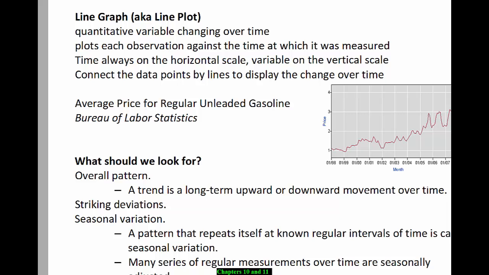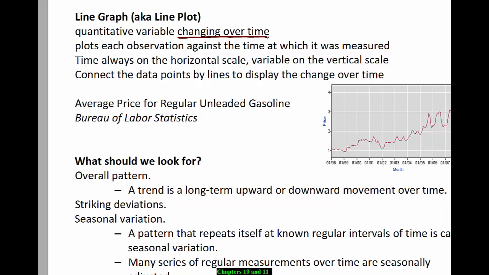Now introducing the line graph, otherwise known as the line plot. This shows a quantitative variable changing over time. It plots each observation against the time at which it was measured. Time will always be on the horizontal scale, and the variable goes on the vertical scale. We connect the data points by lines to display the change over time. So these are about showing change over time. Notice the graphic that we have here, the average price for regular unleaded gasoline from the Bureau of Labor Statistics. Again, I apologize, the layout's a little different than your notes. Hopefully you can keep up.